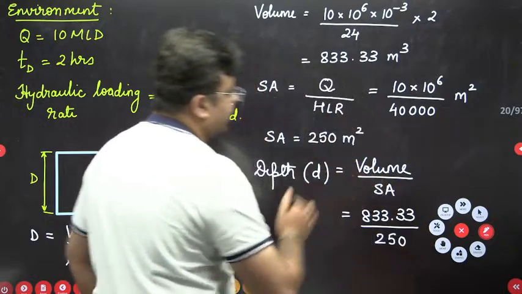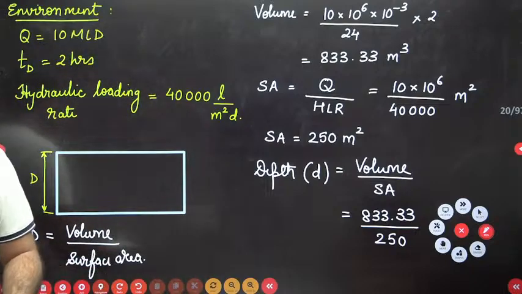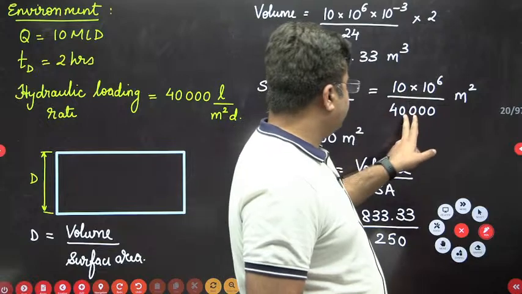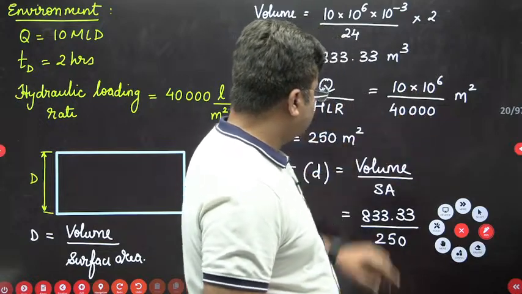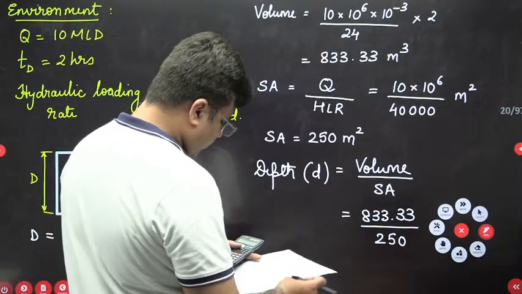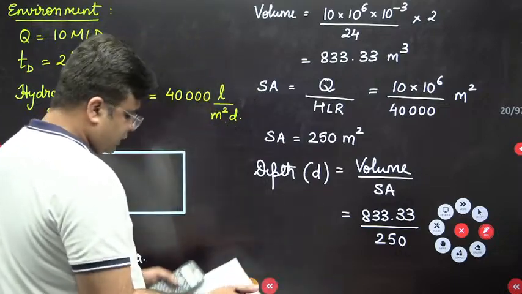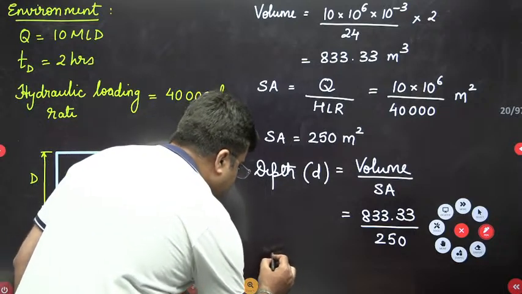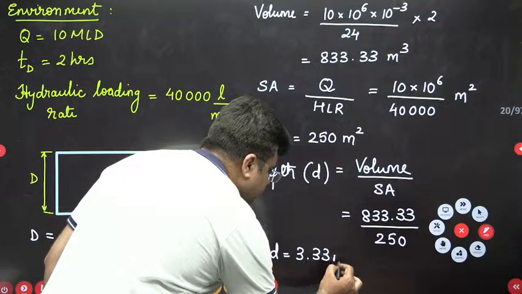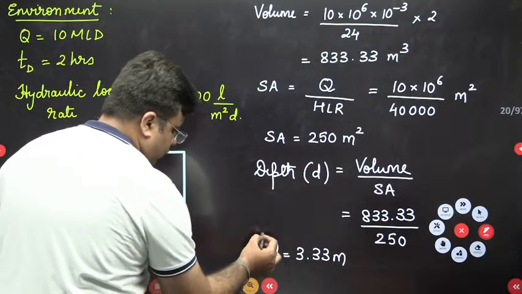Just cross check this, right? This is 10 into 10 raised to the power 7. So you will be left with 1000. 1000 by 4 will be 250, correct? So this is how much? 833 by 250 will be 3.33 meters. So this depth will be 3.33 meters. This is your depth of flow for this tank.